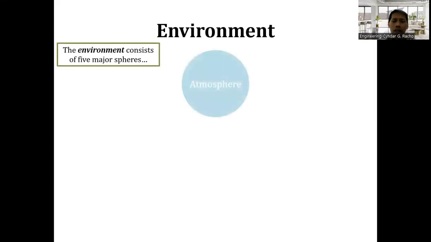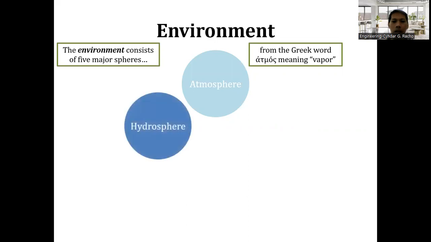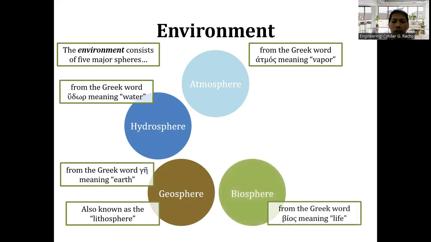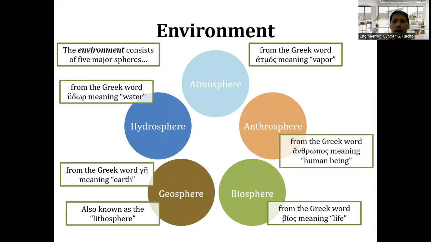The environments that we are living in consist of five major spheres. One is the atmosphere. Atmosphere comes from the Greek word atmos, meaning vapor. And we have hydrosphere from the Greek word hydro, meaning water, and geo from the Greek word meaning earth. So geosphere is also known as the lithosphere. And we have the biosphere from the Greek word bios, meaning life. And we have the anthrosphere from the Greek word anthropos, meaning human being.